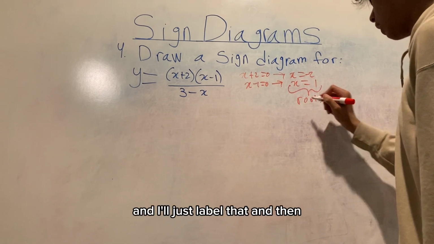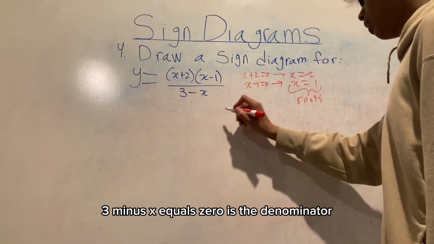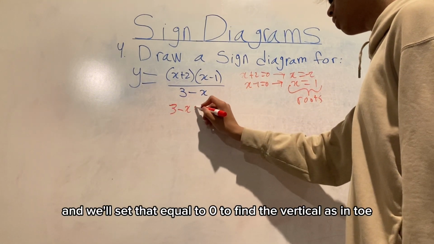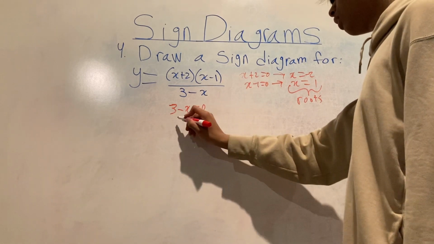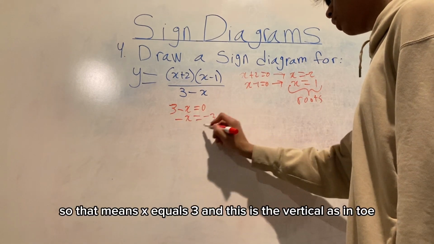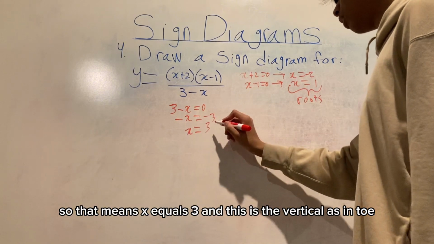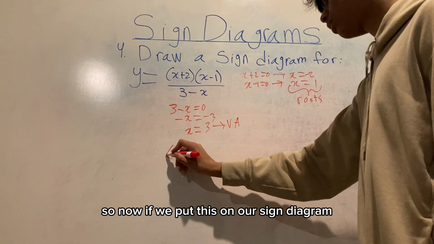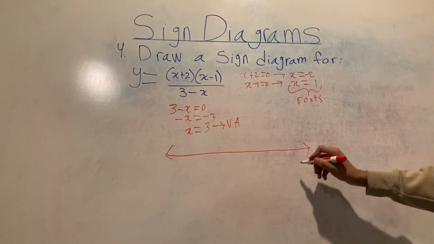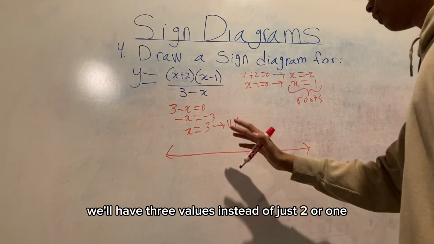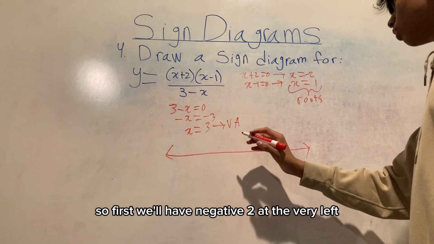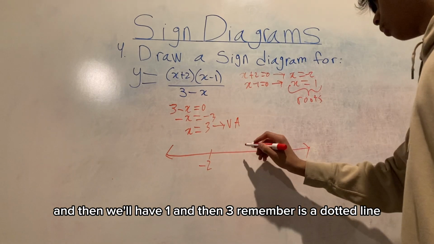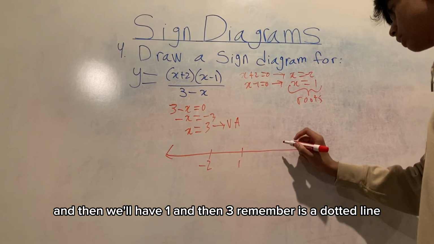And I'll just label that. And then 3 minus x equals 0 is the denominator, and we'll set that equal to 0 to find the vertical asymptote. So negative x equals negative 3, so that means x equals 3. And this is the vertical asymptote. So now if we put this on our sign diagram, we'll have 3 values instead of just 2 or 1. So first we'll have negative 2 at the very left, and then we'll have 1, and then 3, remember, is a dotted line.